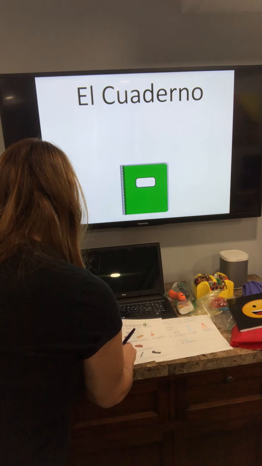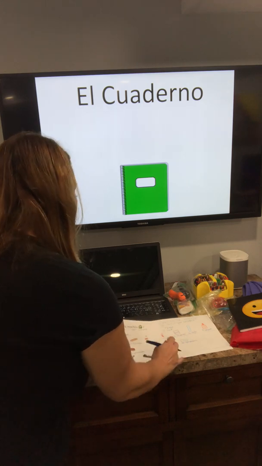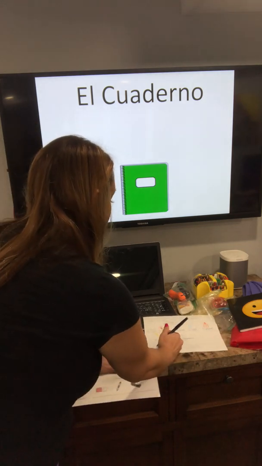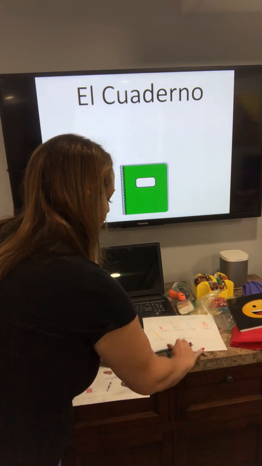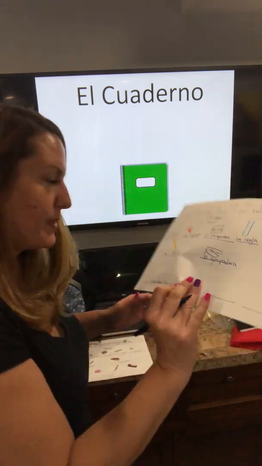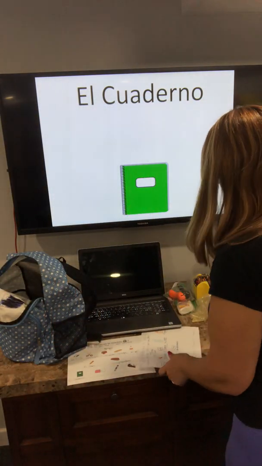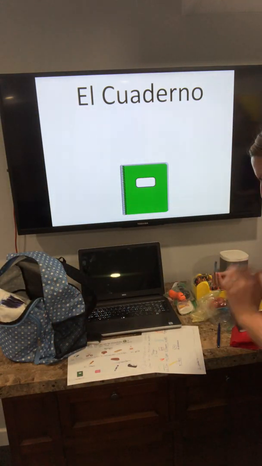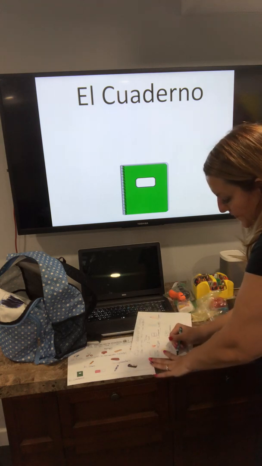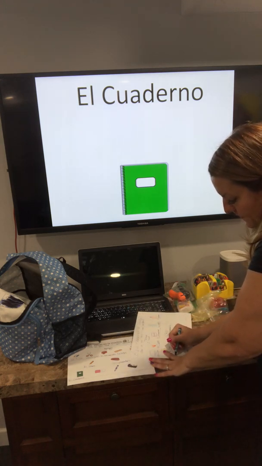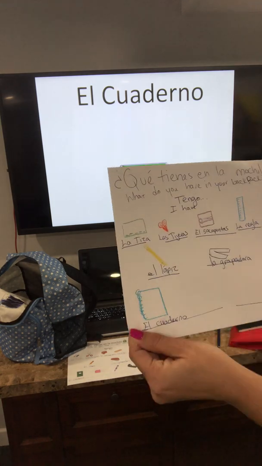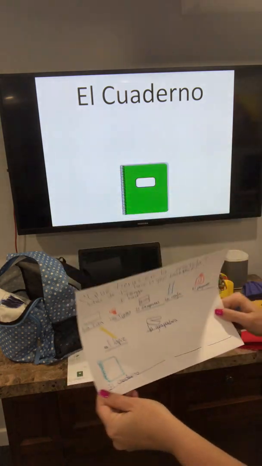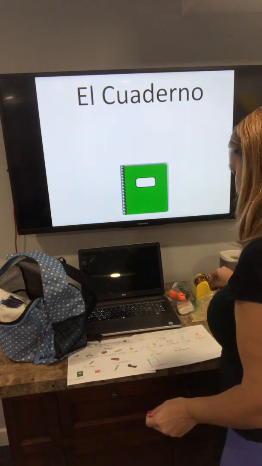El cuaderno. And if you don't have one, well, you know what you need to do now. You have to write it and draw it on your paper. I'm going to make my cuaderno blue. Azul. And basically, I just made it look like that. El cuaderno. Okay, three more.